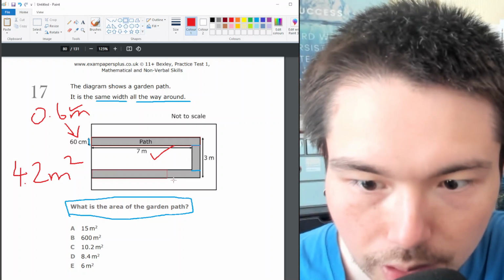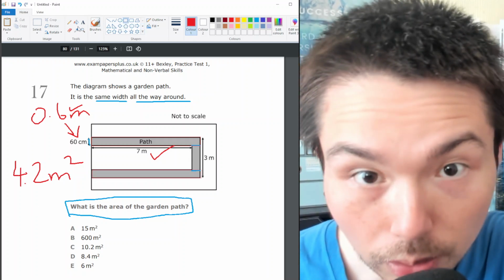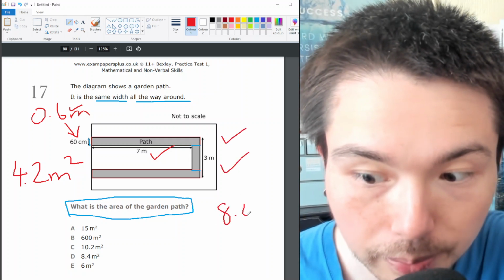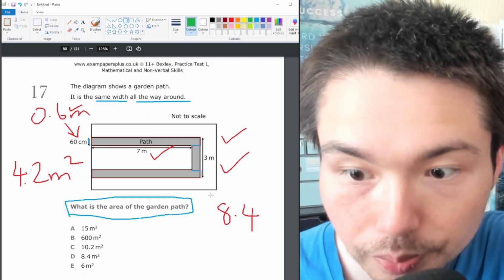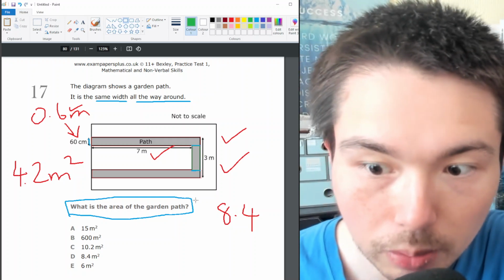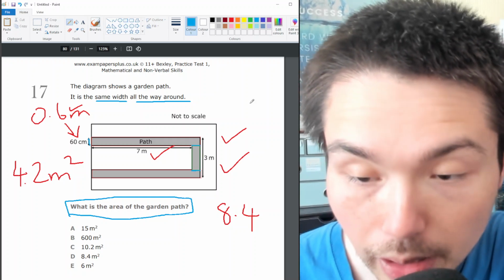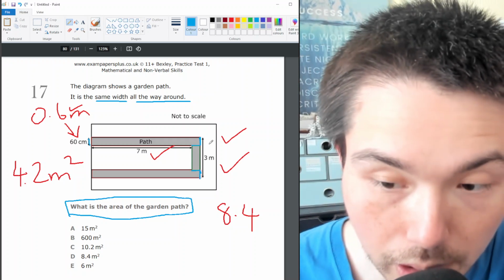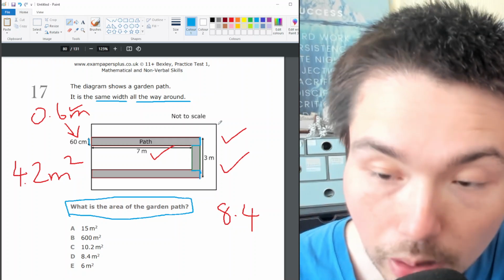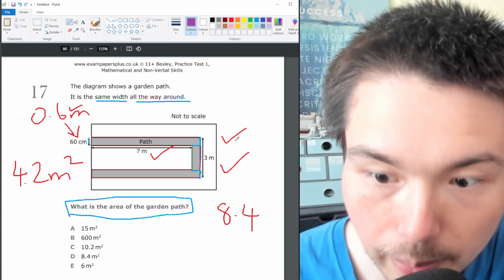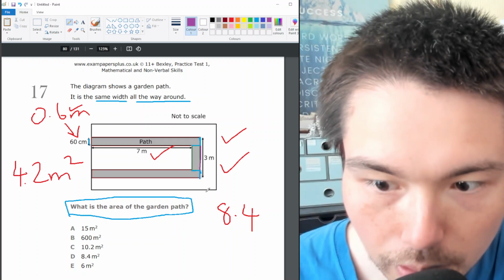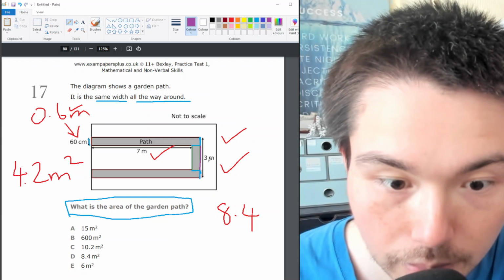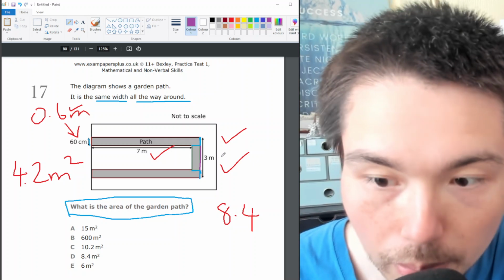Bottom part, that's exactly the same. So now we have 4.2 plus 4.2 because there are two of them. 8.4. Now this part. Well, what is the height? Well, we know this bit is 0.6. 0.6. The whole thing we can see is 3. So let's just take that bit off. Then we get the purple bit, just that bit. 0.6 plus 0.6 is 1.2. Then we have 3 meters minus 1.2 meters is 1.8 meters.